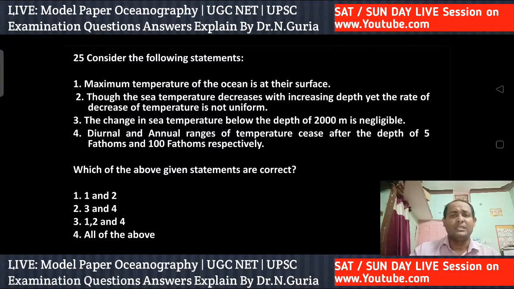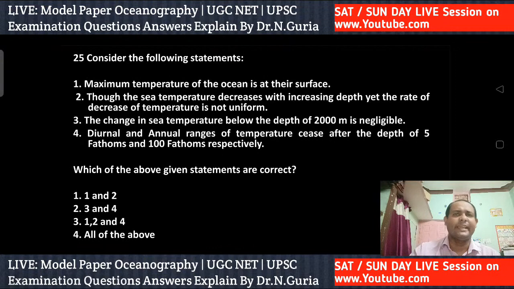Sea temperature decreases with increasing depth, yet the rate of decrease of temperature is not uniform. Number 3, the change in sea temperature below the depth of 2000 meters is negligible, and the diurnal and annual range in temperature ceases after the depth of 5 fathoms and 100 fathoms respectively. The options are 1 and 2, 3 and 4, 1, 2, 4, and all of the above.